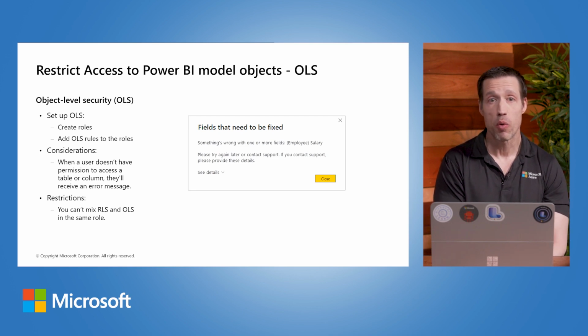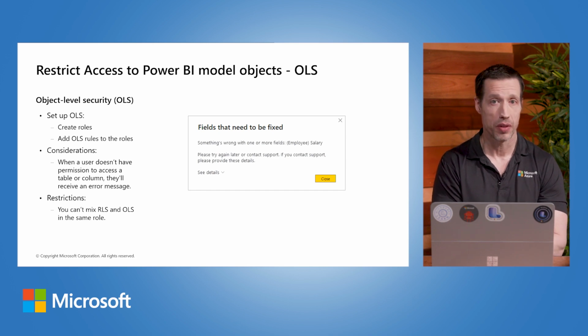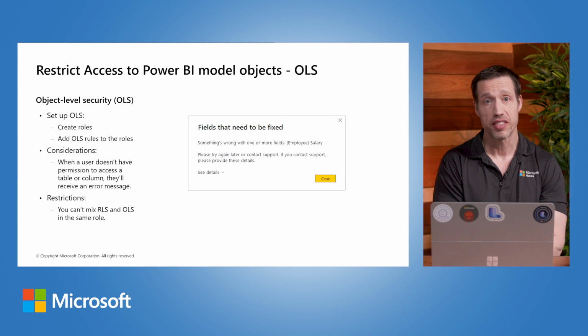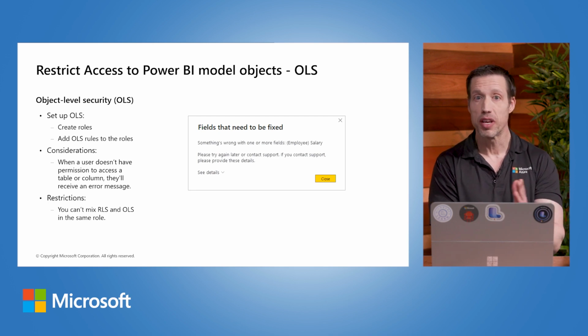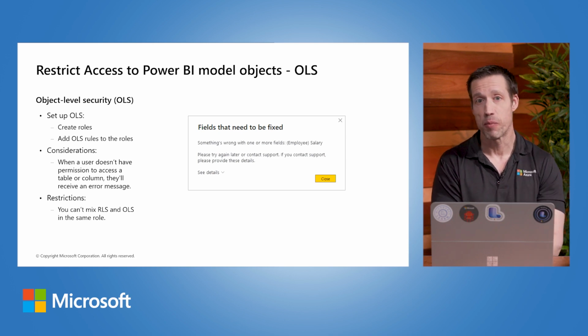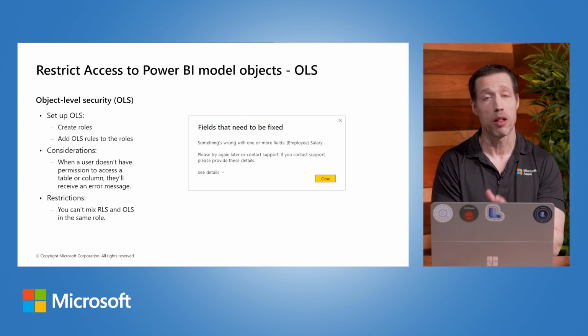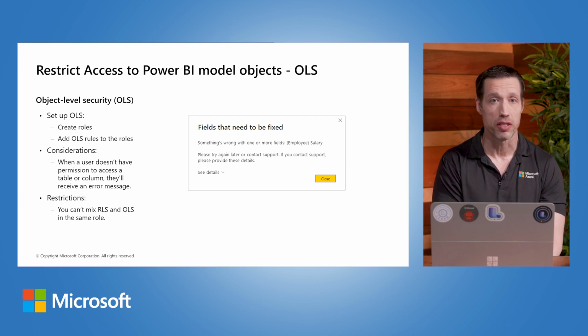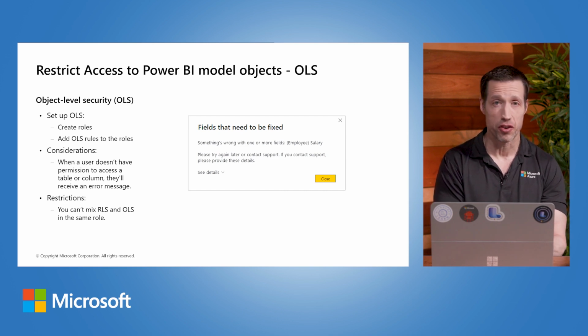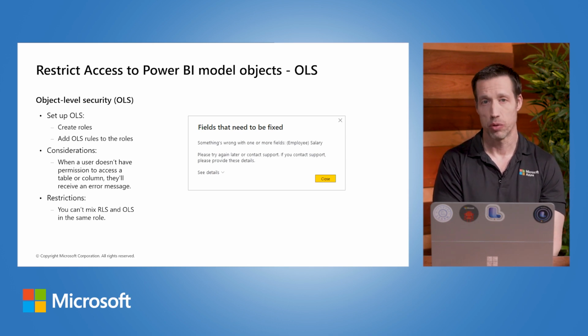There are restrictions to be aware of when implementing OLS. You cannot mix row-level security and object-level security in the same role. If you need to apply RLS and OLS in the same model, create separate roles dedicated to each type. Also, you can't set table-level security if it breaks a relationship chain. However, model relationships that reference a secured column will work, providing that the column's table isn't secured. Lastly, while it isn't possible to secure measures, a measure that references secured objects is automatically restricted. Case closed.